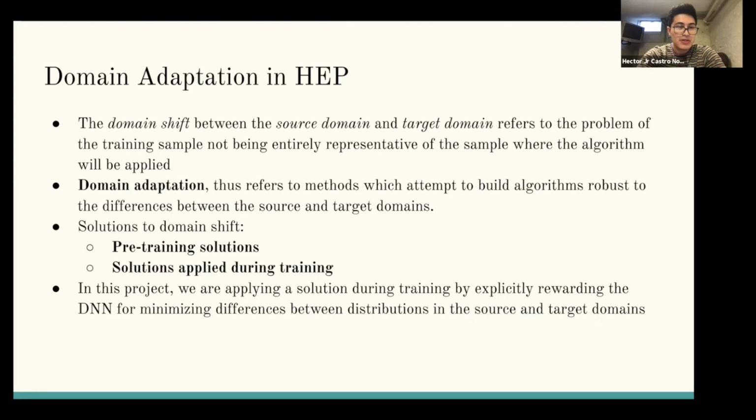Pre-training solutions are typically done for any high-energy physics analysis, regardless of whether machine learning methods are even used, and usually take the form of corrections to the simulation. So in this project, we're applying a solution during training by explicitly rewarding the DNN for minimizing differences between distributions in the source and target domains.